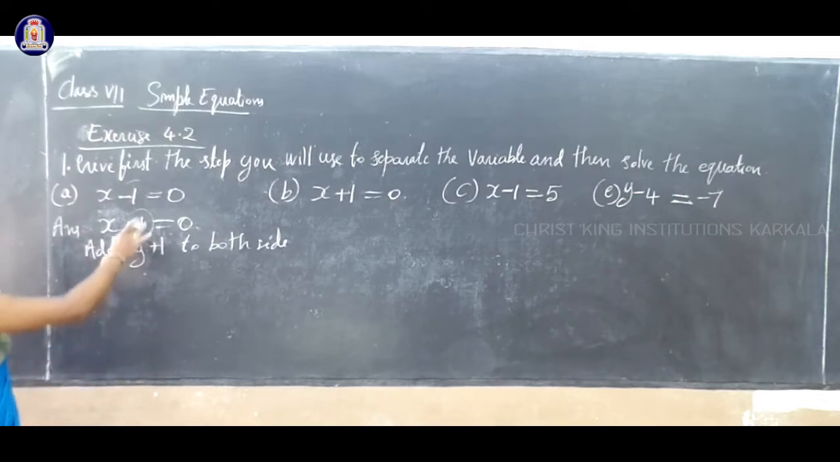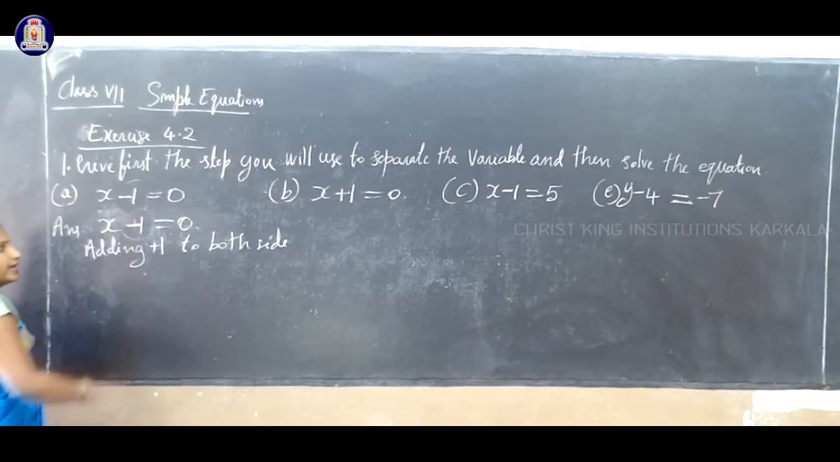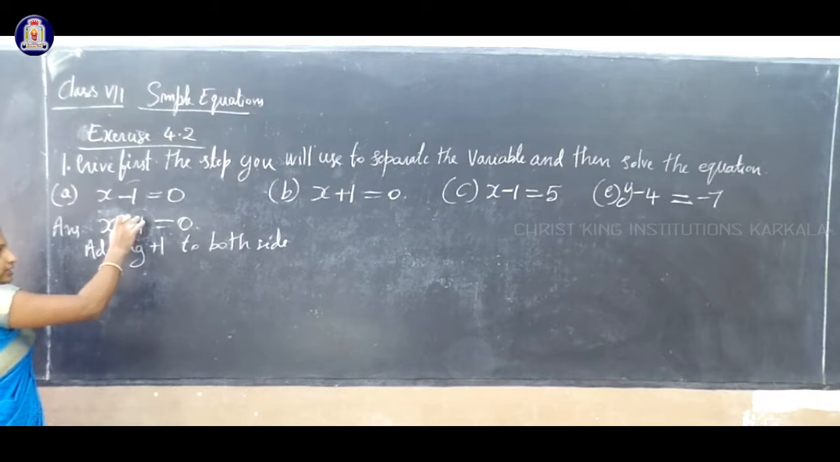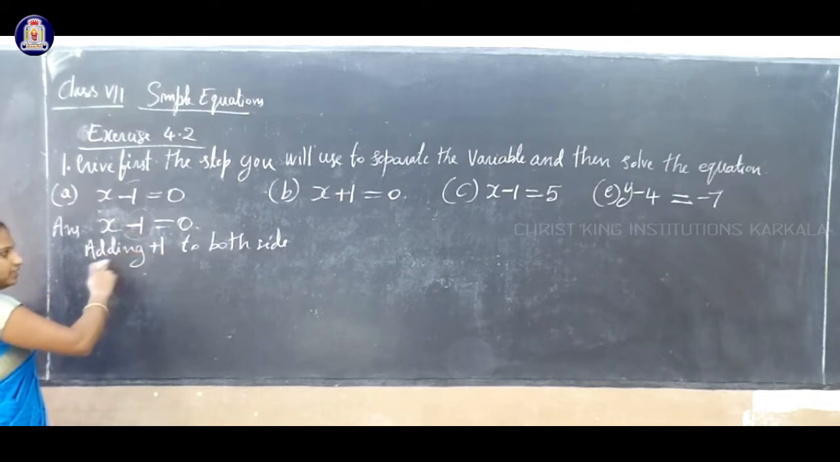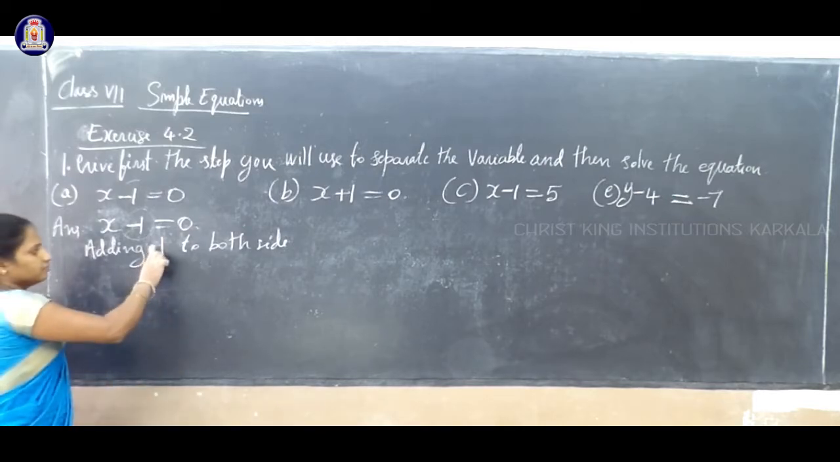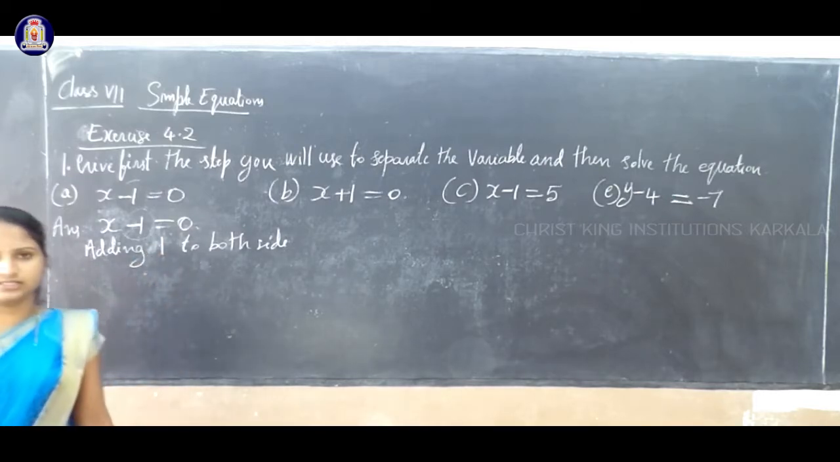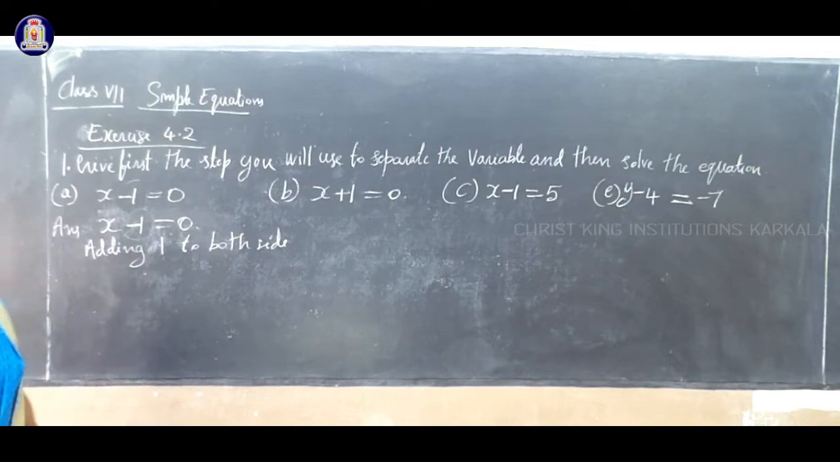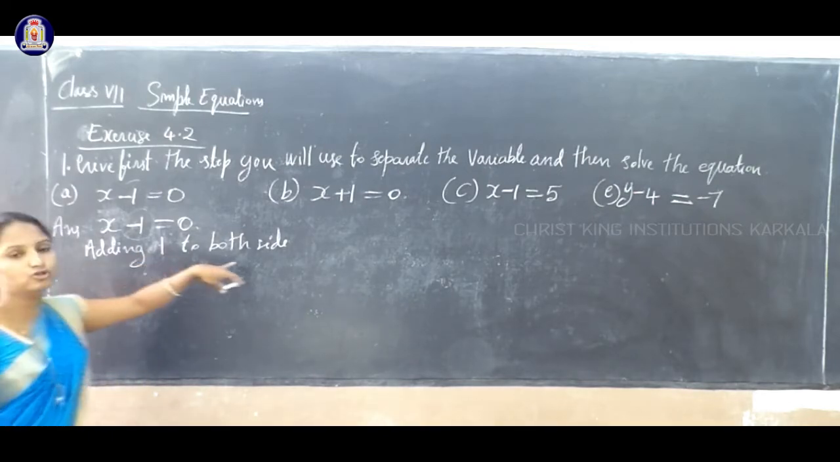Suppose if you get in the question it is plus. So if you get x plus 1, then you subtract 1 from both the sides. Clear? Subtract 1 from both the sides. Now we are writing plus 1. Okay, directly adding 1 to both the sides.